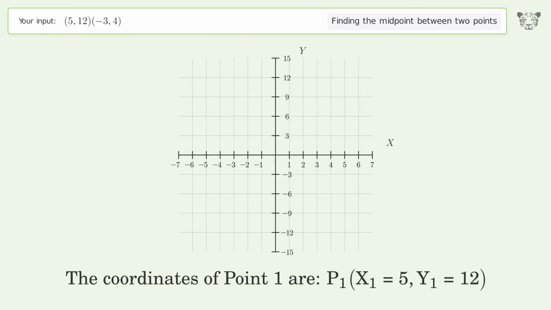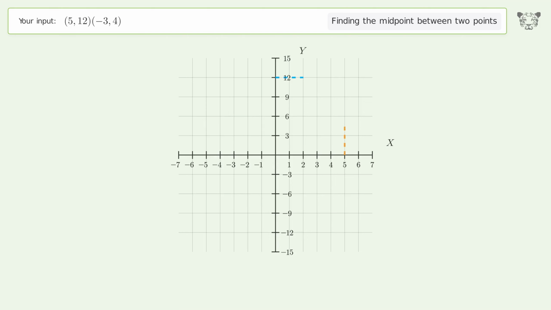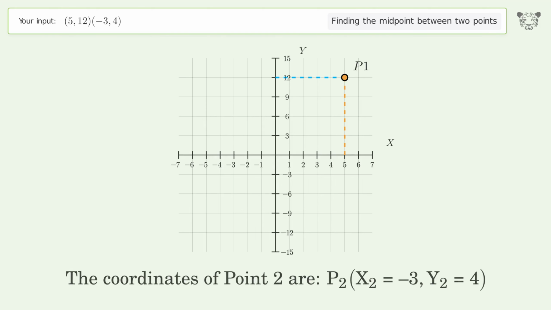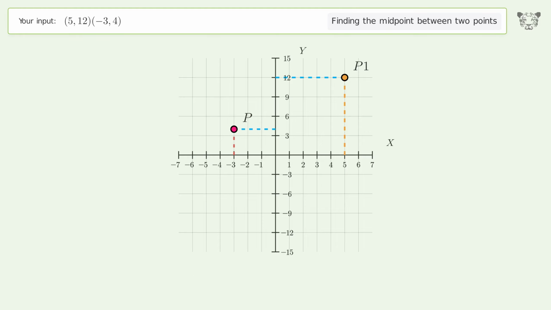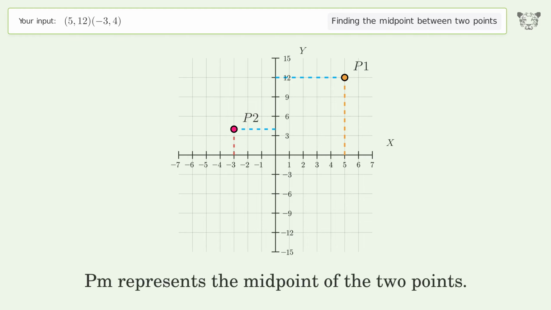The coordinates of point 1 are x1 equals 5, y1 equals 12. The coordinates of point 2 are x2 equals -3, y2 equals 4. PM represents the midpoint of the 2 points.